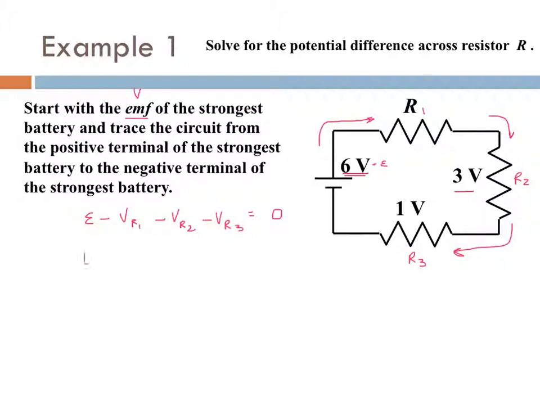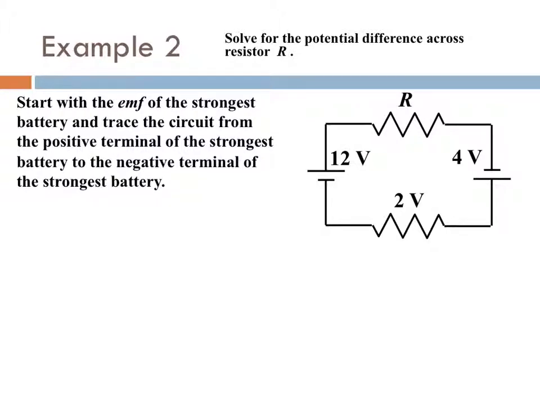So we have 6 as our starting EMF minus the voltage of the resistor, what we're trying to solve for. The second voltage that we lost was 3 volts, and the third voltage that we lost was 1 volt. So you should get 2 minus VR1 equals 0, or just VR1, the voltage loss across resistor 1, equal to 2 volts.